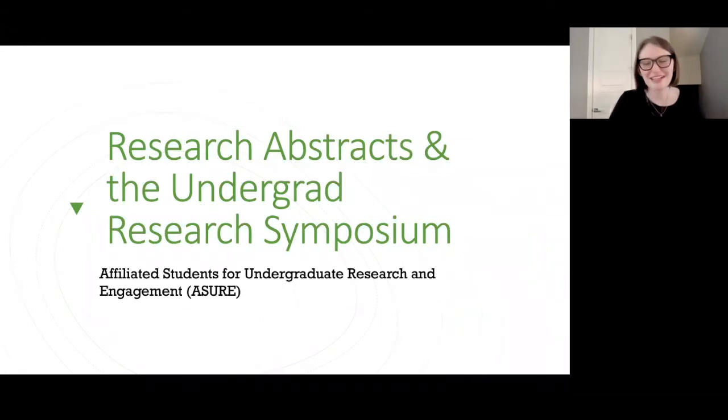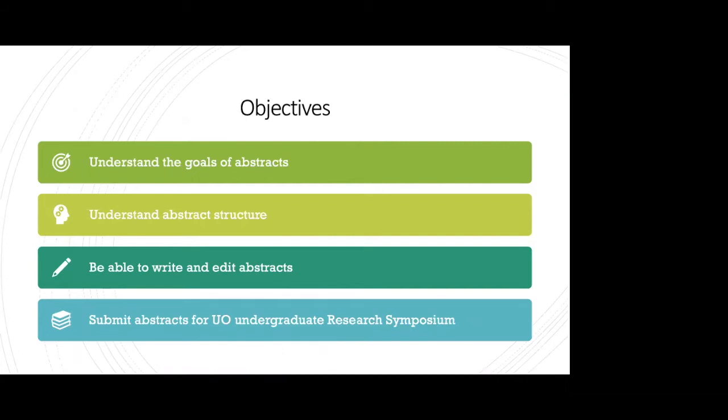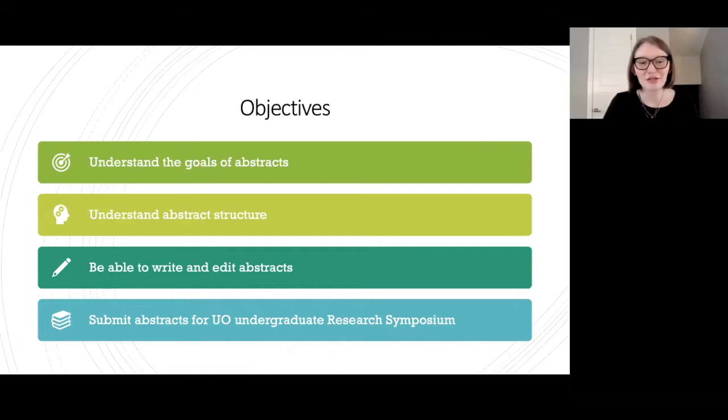But let's get started and dive into writing research abstracts and the Undergraduate Research Symposium. By the end of this workshop, you'll be able to understand what you want to get across when you're writing an abstract. You'll understand the anatomy of an abstract, and you'll be able to write and edit abstracts for academic conferences and of course, the Undergraduate Research Symposium. And you will also know how to submit abstracts to the Undergraduate Research Symposium. The submission process is very, very easy this year, and we will talk you through that.